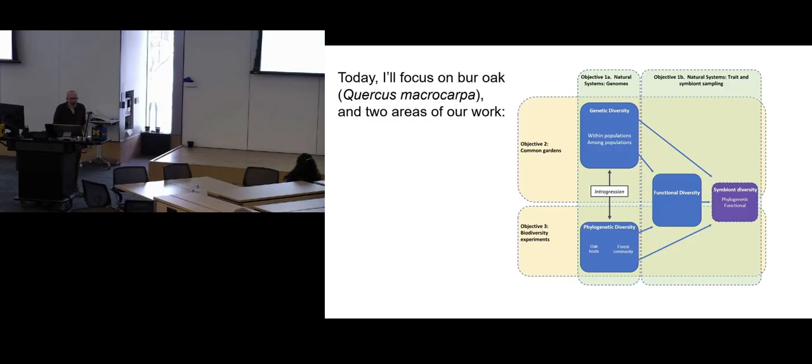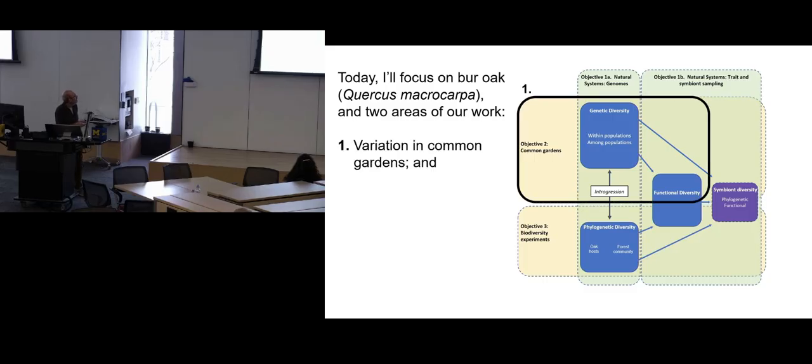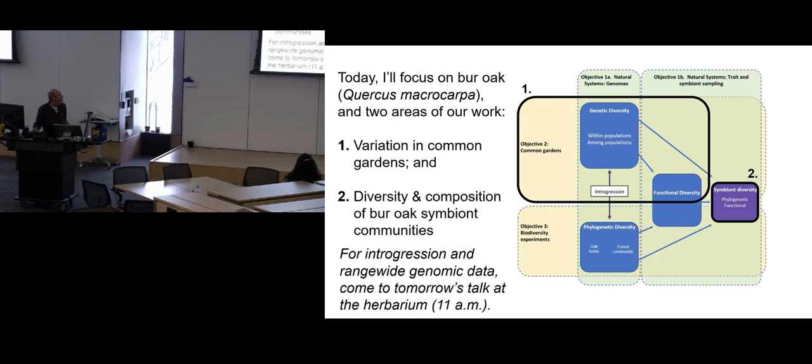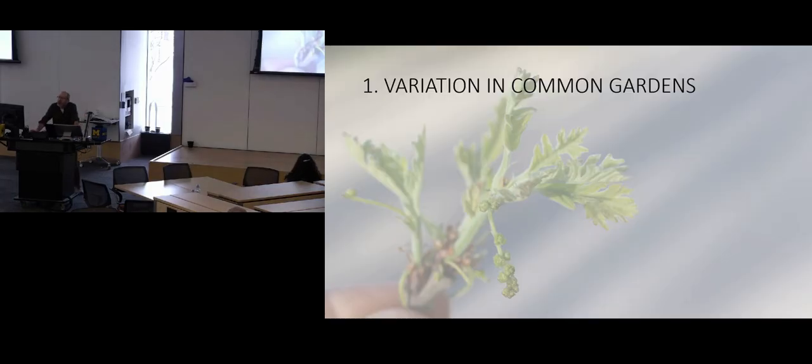Today I'll focus on bur oak and two areas of our work: variation in common gardens, and diversity and composition of bur oak symbiont communities, mostly sampled from across the wide range of bur oak. If you're interested in gene flow, in hybridization, in what makes a species, in how gene flow can affect species, that'll be the subject of tomorrow's talk in the herbarium. So be there or be square. Okay, so first, variation in common gardens.